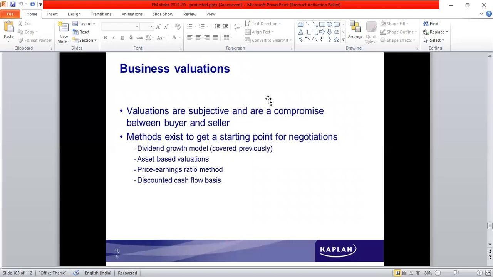So there are various models which are present. We have these models given as dividend based on the dividend growth model. Then we have asset based valuations, price earnings ratio, and discounted cash flow basis. So to find out what is the value of a firm, these are the models which are available. So here it says that for the dividend growth model, how do we calculate the value of the business valuation? Did we discuss it with the help of dividend? Do you remember anything about valuation?